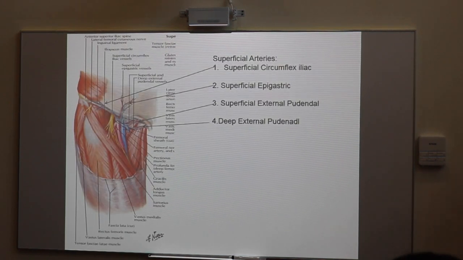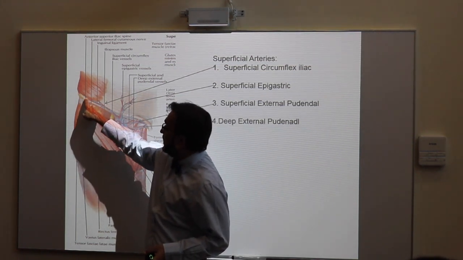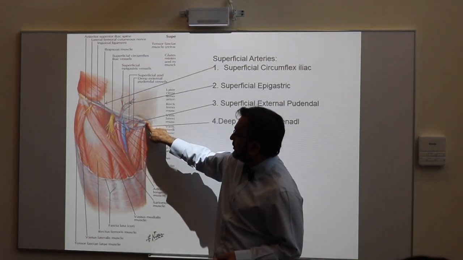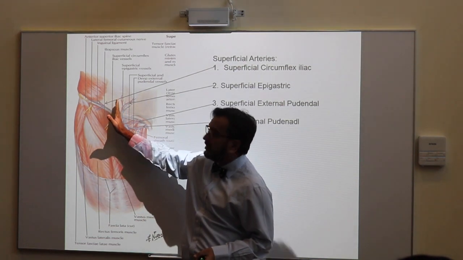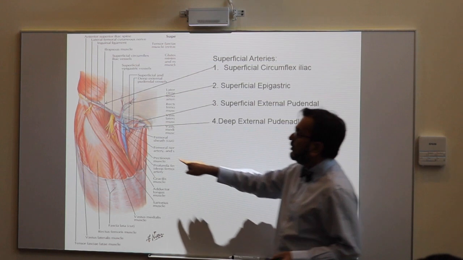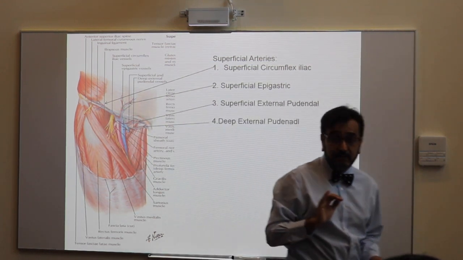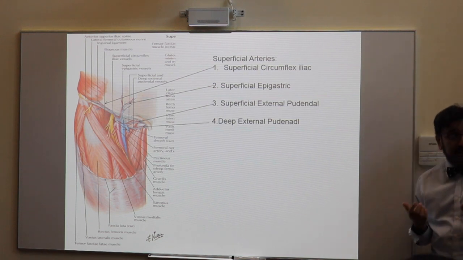If you see here, this is lying between the anterior superior iliac spine and the pubic tubercle. So this is lying midway. It's called the mid-inguinal point. This is the area where you can feel the femoral artery pulse against the head of the femur. So it's quite superficial here.